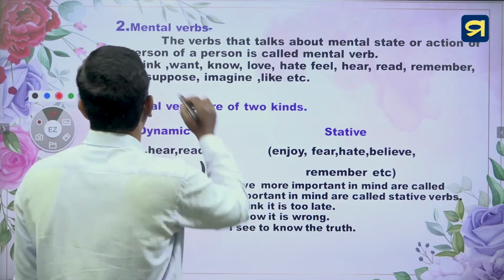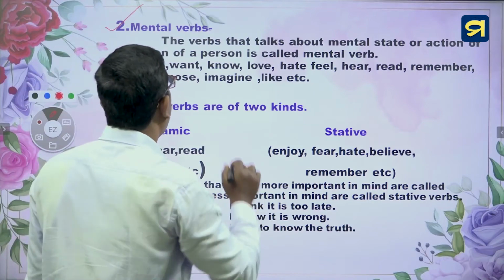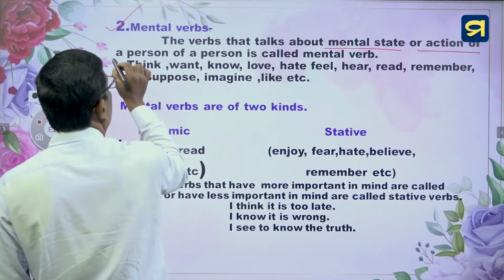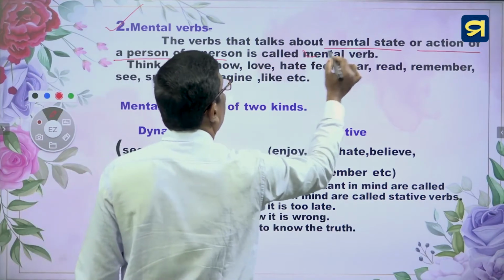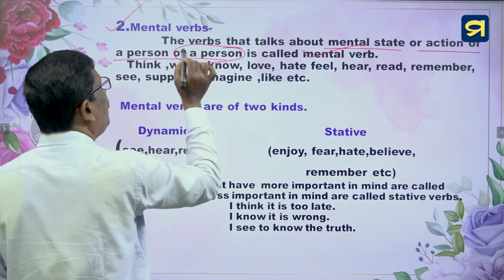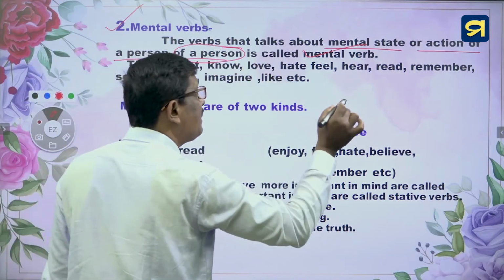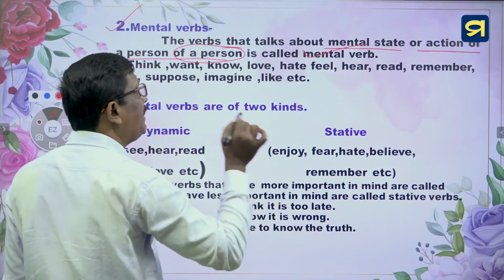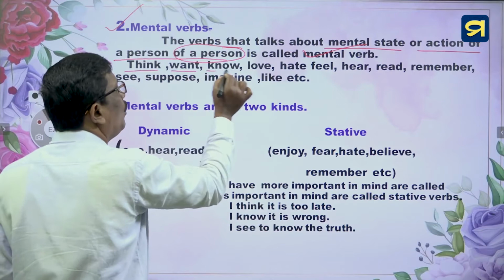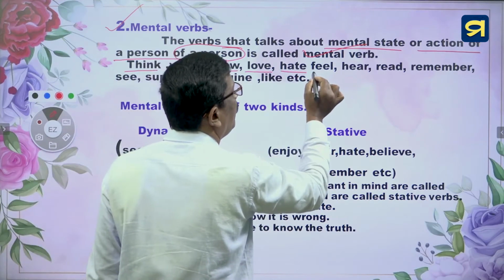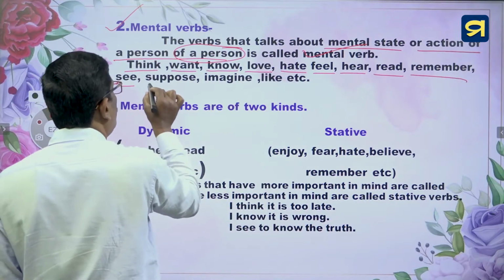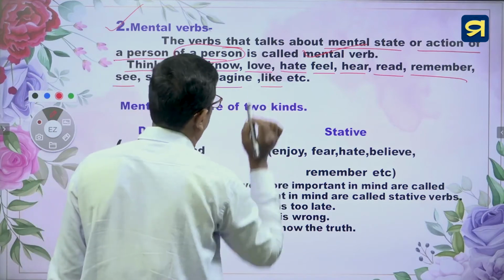Number two, mental verb. The verbs that talk about the mental state or action of a person are called mental verbs. Okay? To repeat, the verb that talks about the mental state or action of a person is known as a mental verb. Think, want, know, love, hate, feel, hear, read, remember, see, suppose, imagine, like.